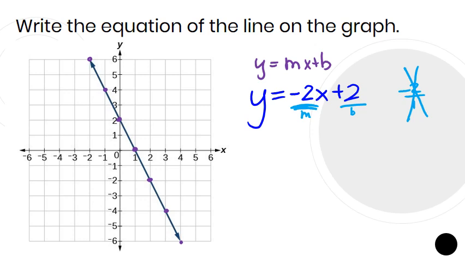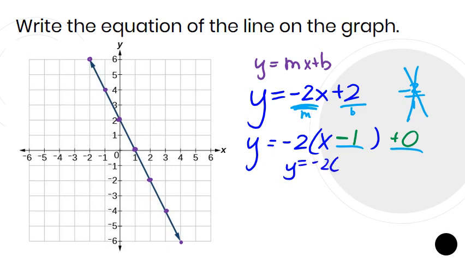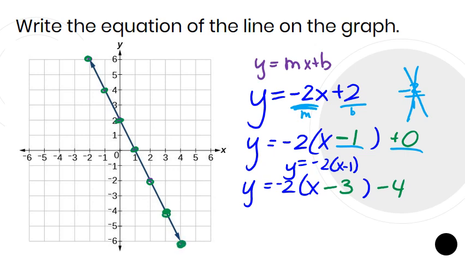If I so choose to do translated form, that means my slope is still negative 2, but I can fill in many different points here. So I could fill in the point right 1, remember the sign's opposite, and up or down 0. In that case, I don't even need the 0, so that would simplify down to negative 2x minus 1. I could use this point here and say right 3 down 4. So I actually have 1, 2, 3, 4, 5, 6, 7 ways I could write that in translated form.